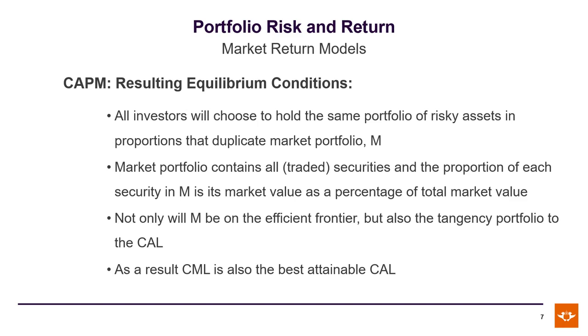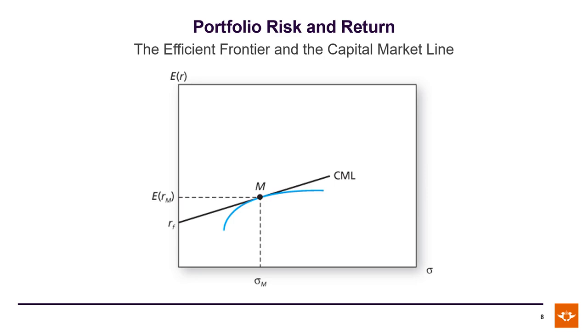And this slide is a depiction of the capital market line along with the efficient frontier. And what's important to note is that the only difference between the capital allocation line and the capital market line is that the risky portfolio is now the market portfolio.